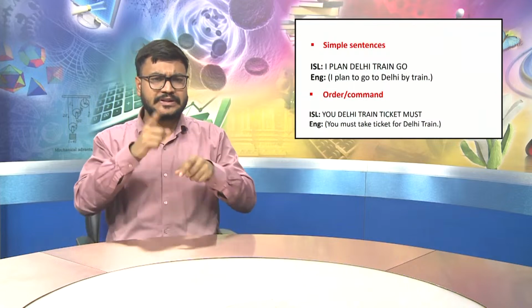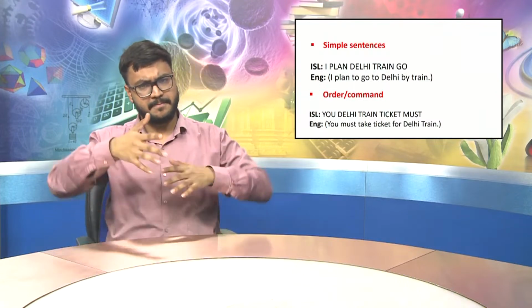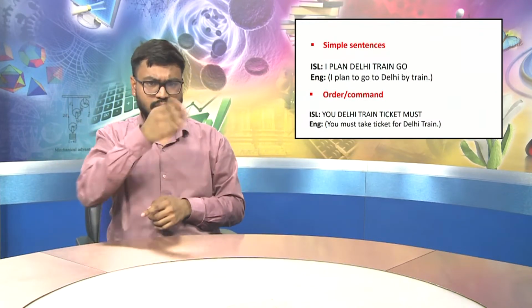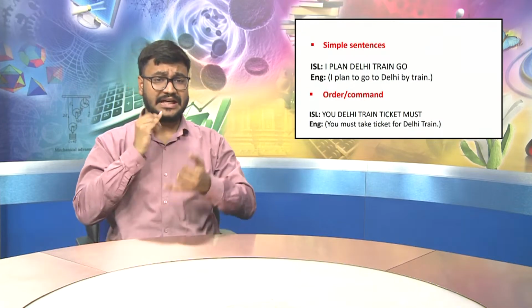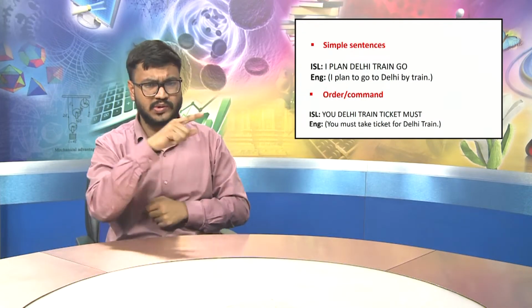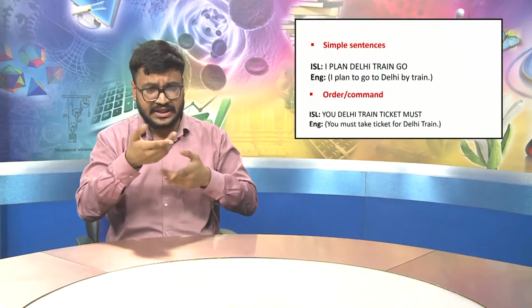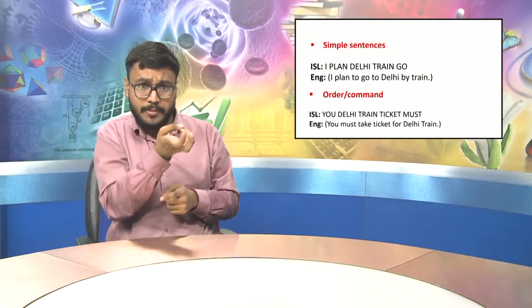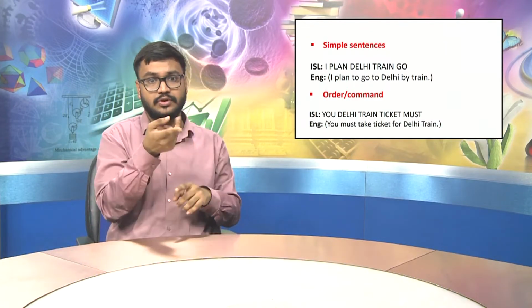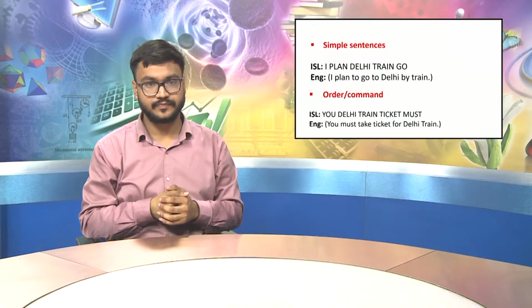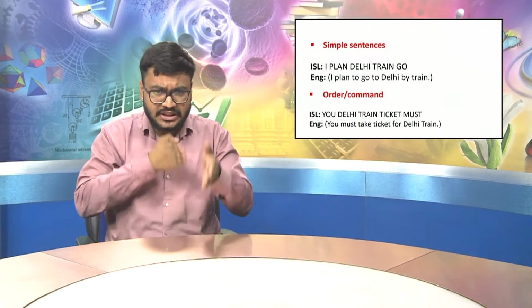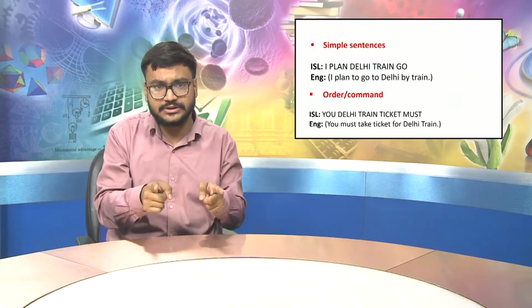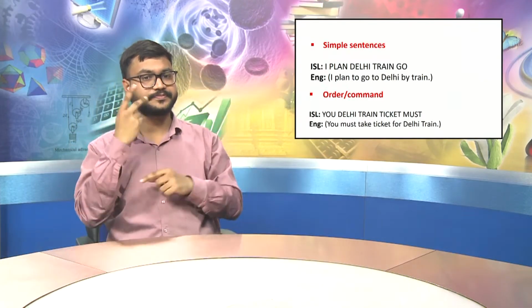For comparing simple and order sentences, we will look at their examples. For a simple sentence example, I plan to go to Delhi by train. For an order sentence, you must take ticket for Delhi train.